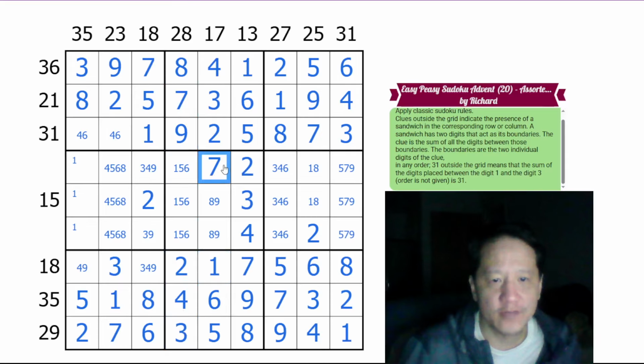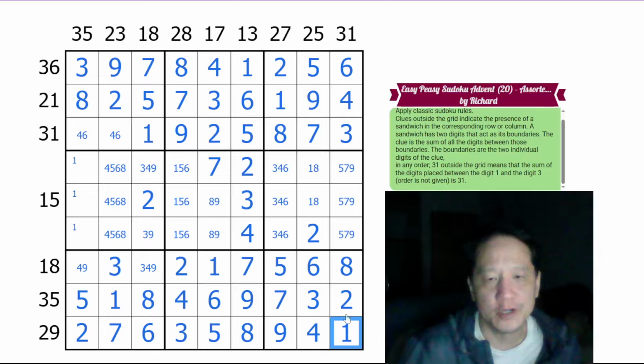Between 1 and 7 is 8 and 9, which is 17. Between 1 and 3 is 2, 5, 6, which is 13. Outside 2 and 7, not including 2 and 7 and 9, is 18. 45 minus 18 is 27. Outside 2 and 5 here is 2, 3, 4, 5, 6, which is 20. So 45 minus 20 is 25.